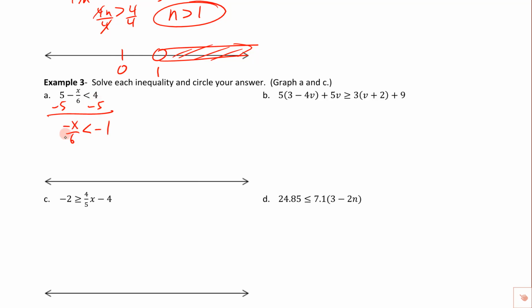And then remember, we did this before. We're going to get rid of the dividing by 6 and multiplying by a negative at the same time. So we're going to multiply by negative 6 on both sides. So the negatives will cancel, the 6's will cancel, we'll have an x right here.